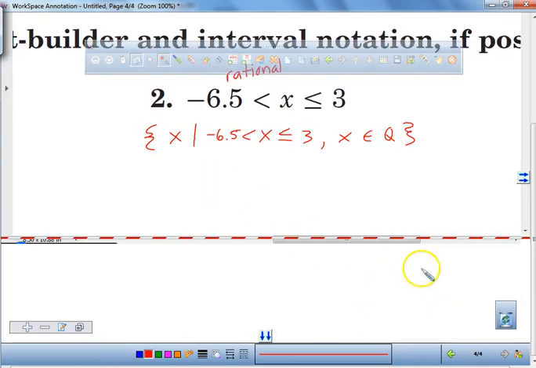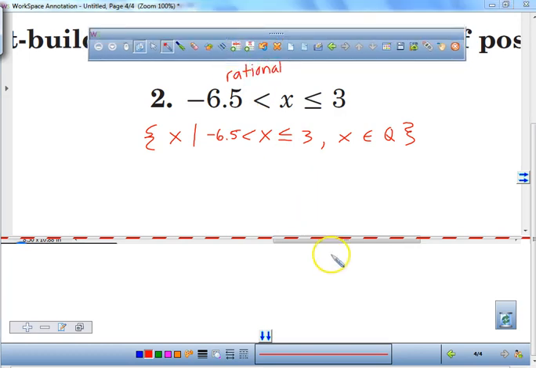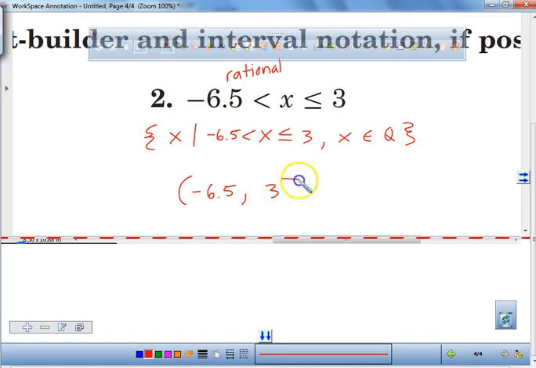All right, the next thing we're going to talk about is interval notation. Go ahead, Raymond. What am I going to do? You're going to put a soft bracket. Soft bracket, -6.5. -6.5 is correct, sir. Comma, 3, hard bracket. Boom. You're done. It's as easy as that. Okay?